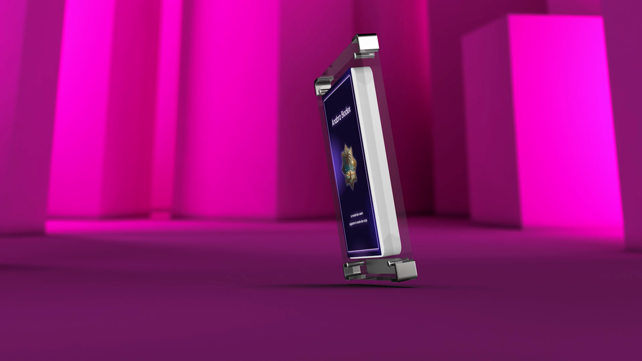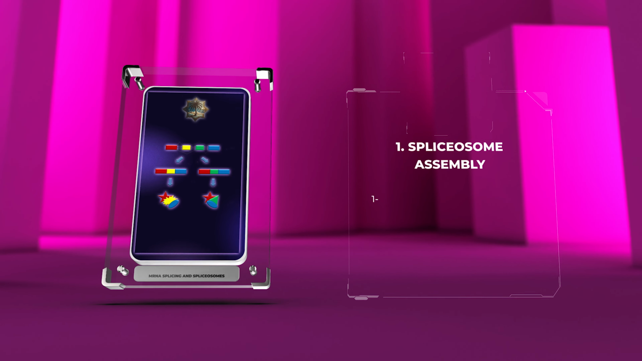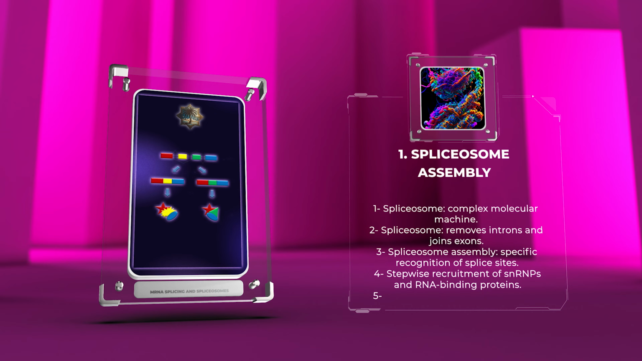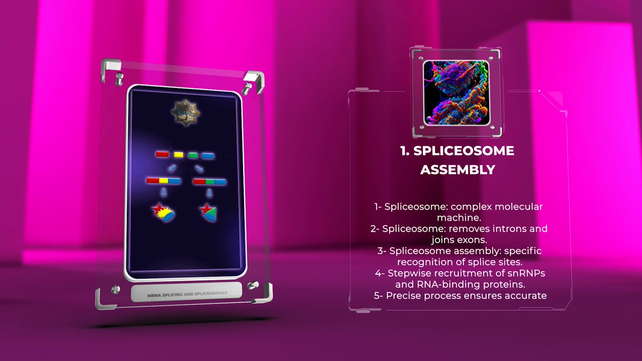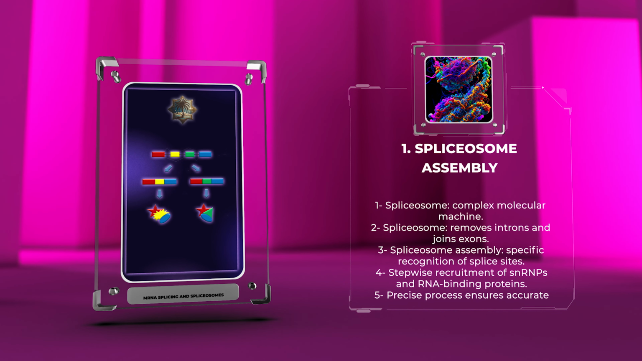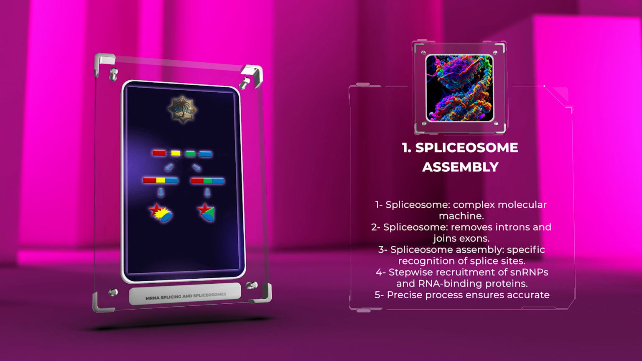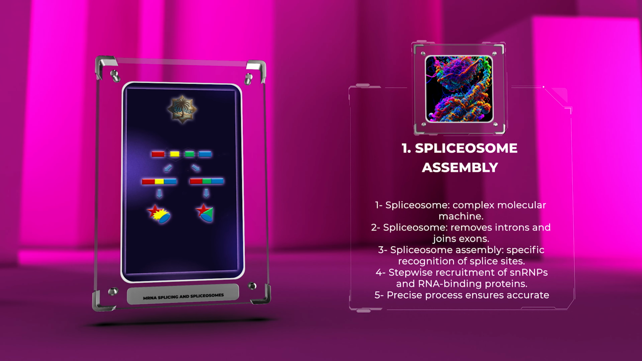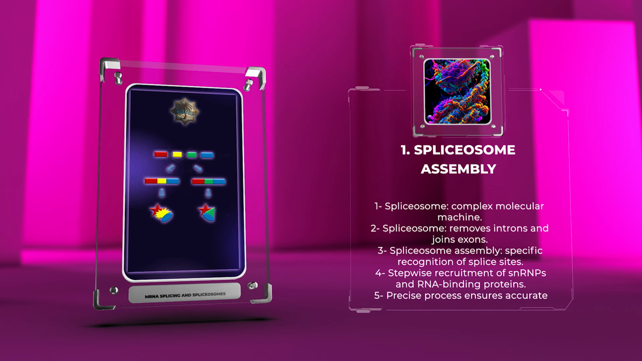The spliceosome is a complex molecular machine that removes introns and joins exons to form mature mRNA. Its assembly involves specific recognition of splice sites and stepwise recruitment of snRNPs and RNA-binding proteins. This precise process ensures accurate mRNA splicing.